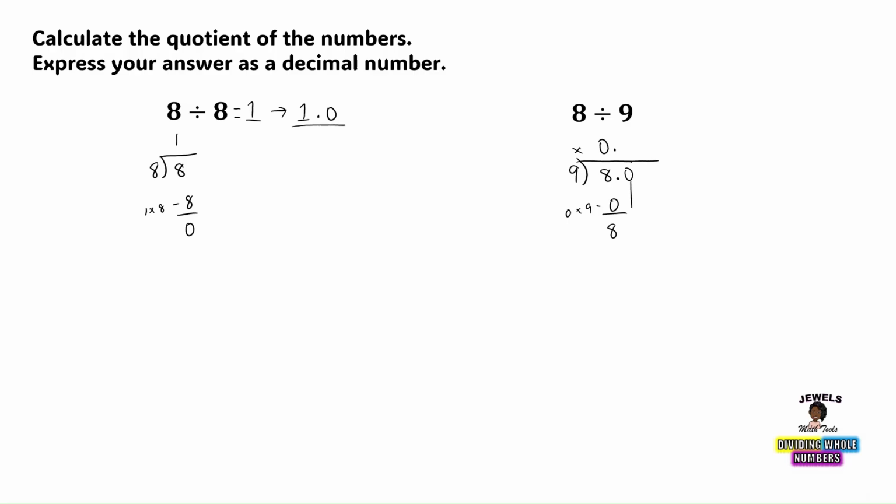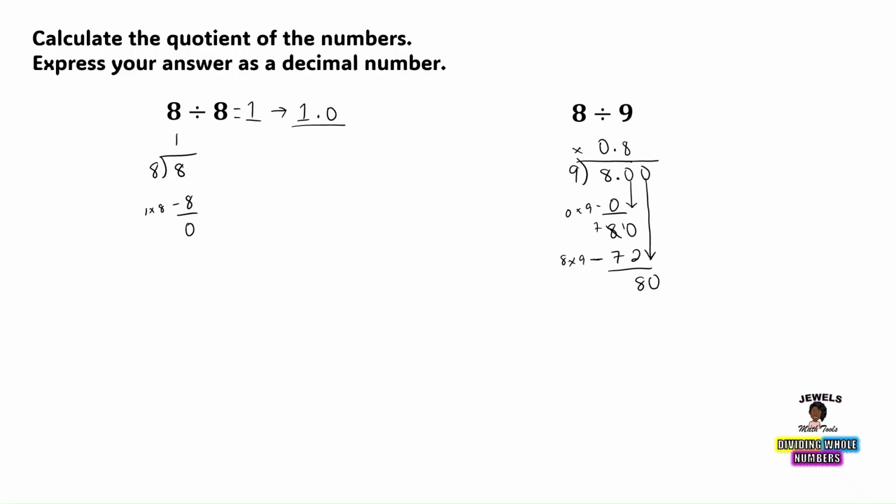Add your 0, bring down the 0, change 8 into 80. 9 divides into 80 8 times. We will have 8 times 9, which is equal to 72. When 80 subtracts 72, we will have a difference of 8. We're going to add another 0, bring down that 0, and as you can tell, this is also going to be another reoccurring number.